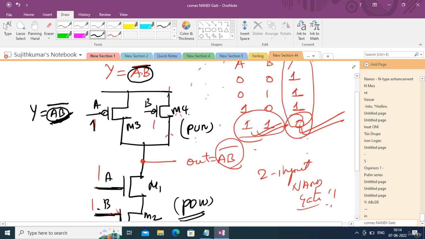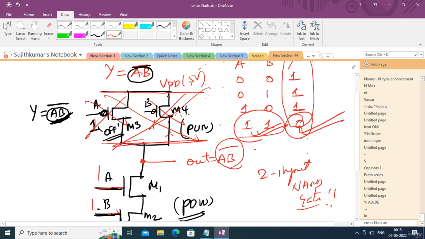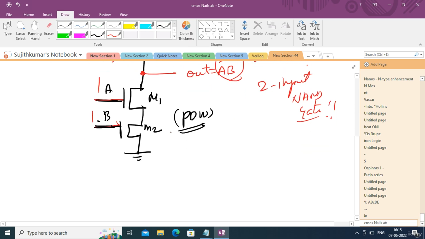When you give 1 to the PMOS, the PMOS will be turned off. This is a very basic idea which I told you before. So both the PMOS will be turned off, and there is no way you can pull up the output. This is the VDD line, the 5 volt line. Both the PMOS are turned off, so you cannot pull up the output. There is no connection here. You cannot make the output go to logic 1.